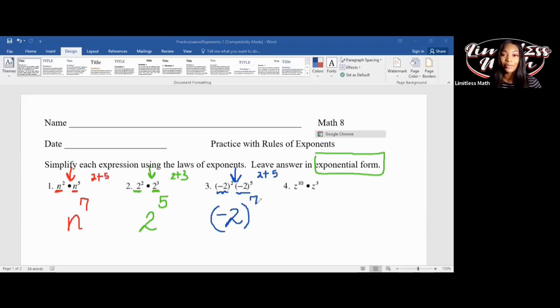One more for this rule here. We see multiplication yet again with the dot, meaning we need to do the product rule. Same base, z and z, add the exponents. 10 plus 3 is 13. That's it, okay? Same base, multiplying, add the exponents. Product rule, that's the first one.